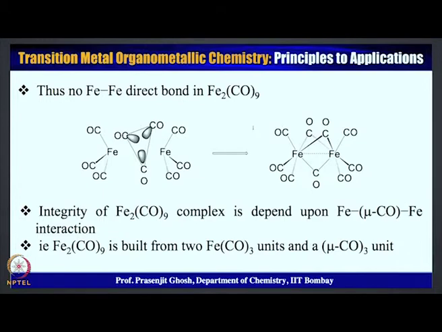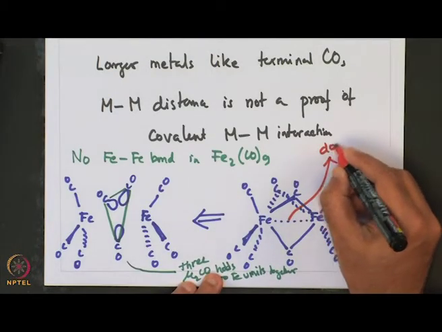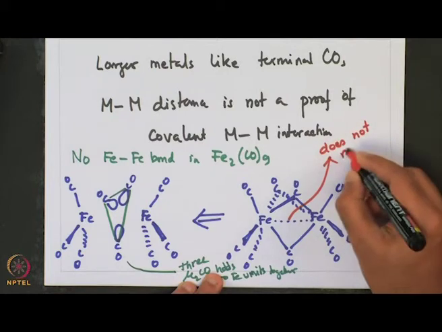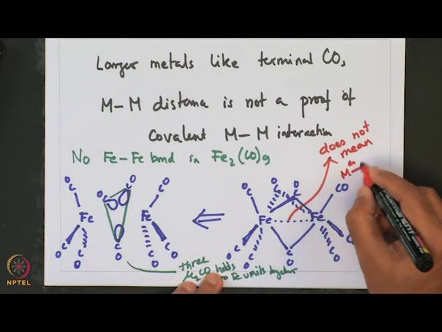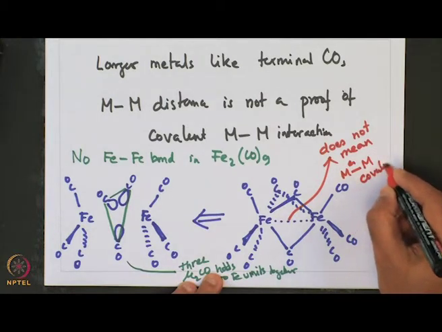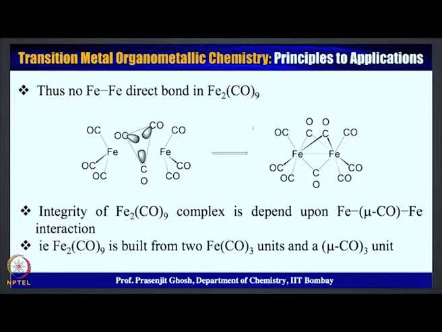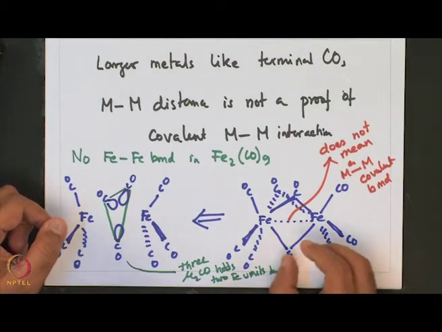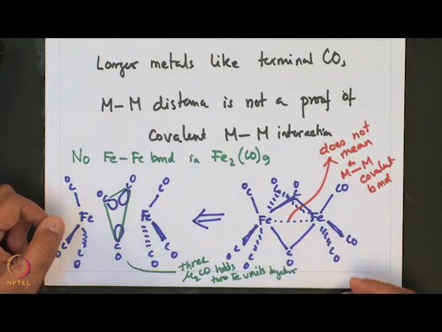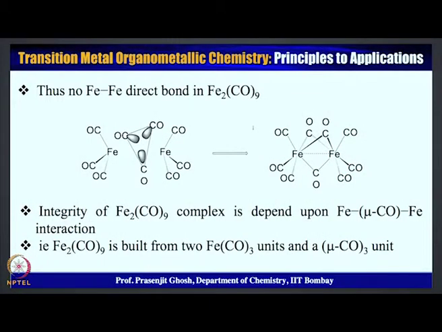distance does not mean a covalent bond. So, this is an interesting observation, because in most of the cases a bond is ascertained by the distance or proximity of the distance, but here we find an example, particularly in Fe2(CO)9, where the distance is not a reflection of the presence of a bond, but just an artifact because of the presence of the 3 bridging carbonyls.